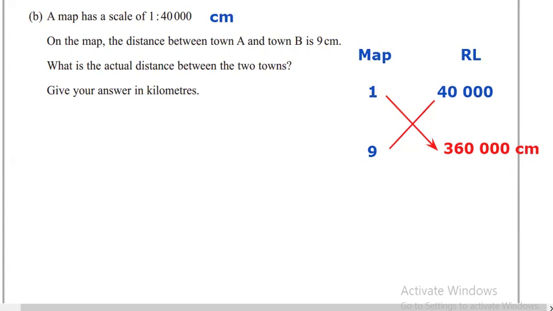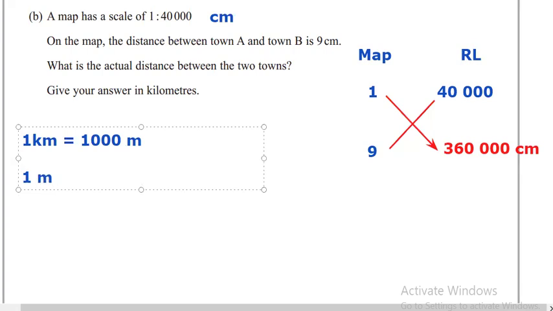Now, after finding the real life distance in centimeters, you must show the answer in what? In kilometers. Very good. So I'm going to turn it into kilometers. How do we turn centimeters into kilometers? First, we need to understand that 1 kilometer equals 1,000 meters, and 1 meter equals 100 centimeters. These are very important to understand, so they will help you to turn this into kilometers.